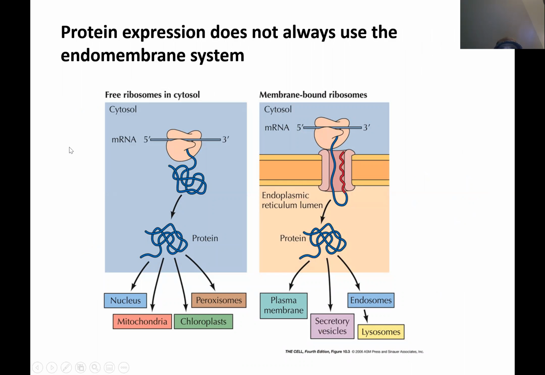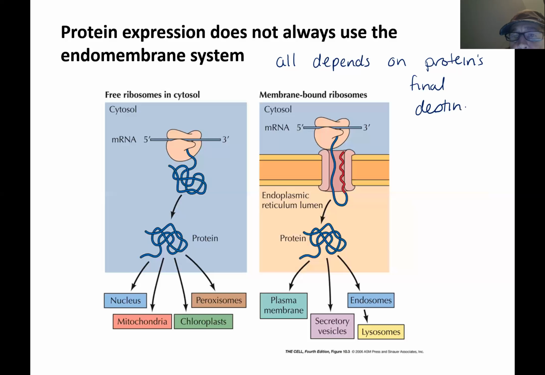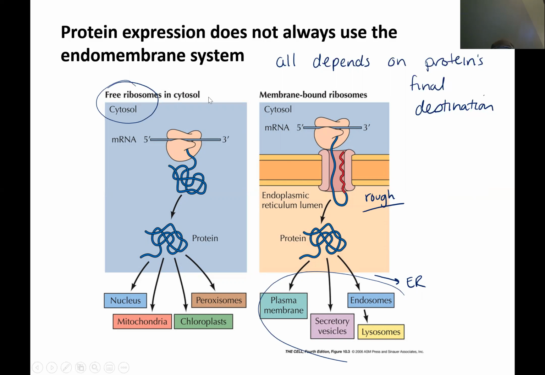Protein expression does not always use the endomembrane system. This is something I want you to remember. It all depends on the protein's final destination. So if the protein is going to be part of that endomembrane system that we just talked about, the ER, then it's made on a ribosome on the rough ER. If the protein's final destination is something else, like the nucleus, mitochondria, peroxisome, then it's translated on a free ribosome in the cytosol, so it doesn't use the endomembrane system.